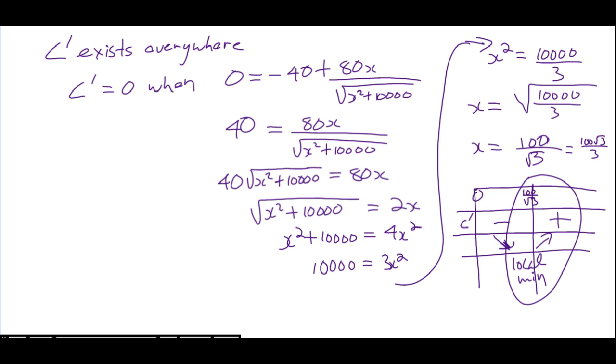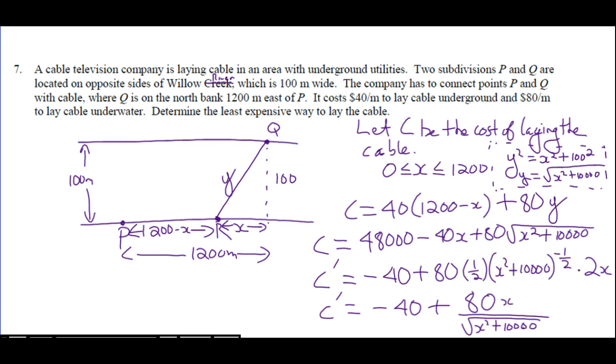So we now have to test the endpoints, right? We have to say, what is the cost if x is 0? So we'll just back this up a smidge. What is the cost if this distance is 0? What is the cost if this distance is 1200? One of those will be just straight across here, one will be here, and then the other one is what's the cost with the 100 root 3. Okay, so test the endpoints. Or test all values.